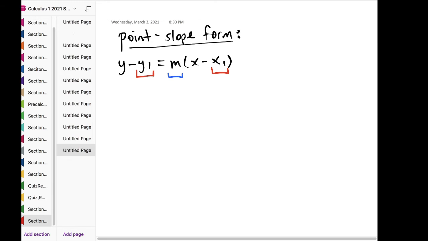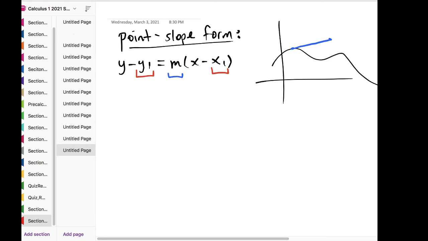Okay, so if I have a tangent line, I know what the slope is, right? What's the slope again? Slope of the tangent line?